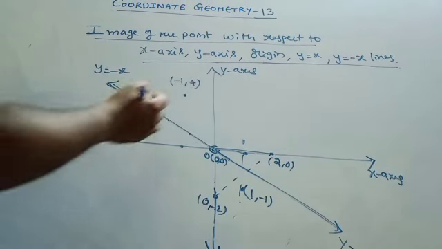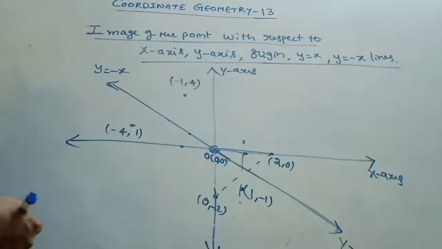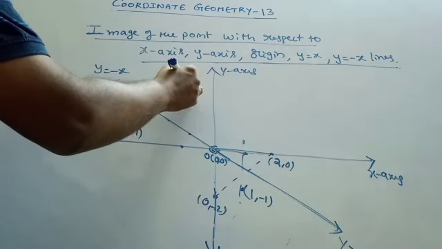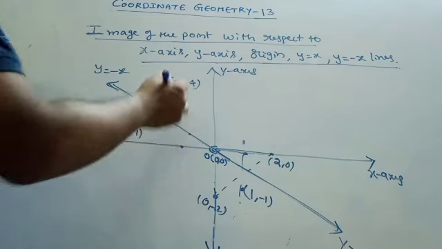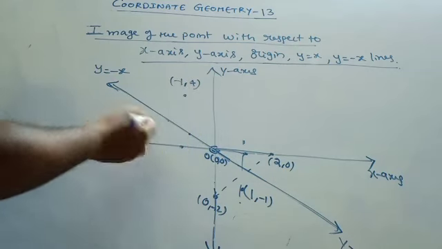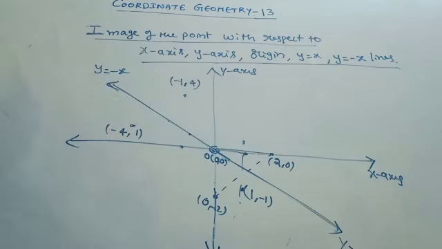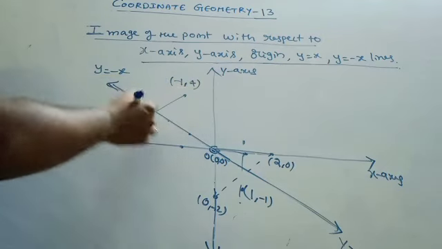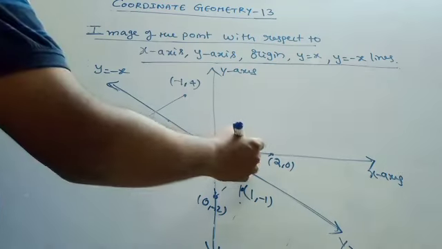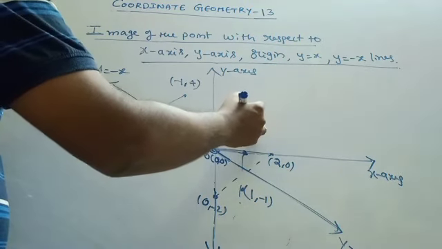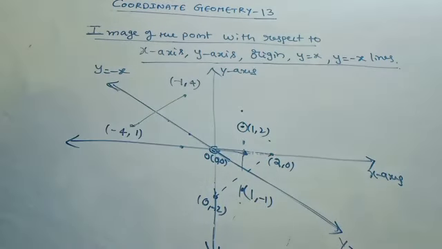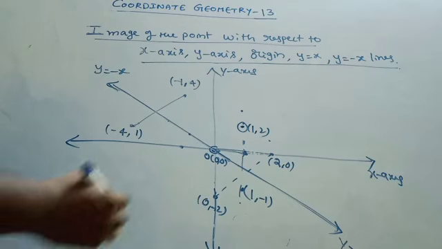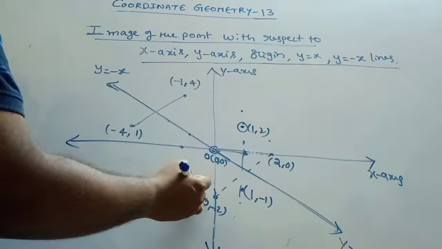Now the image of the point (-1, 4) is nothing but (-4, 1), like this. It falls like this. Fine. And before, we also took one point, (1, 2), here, like this.